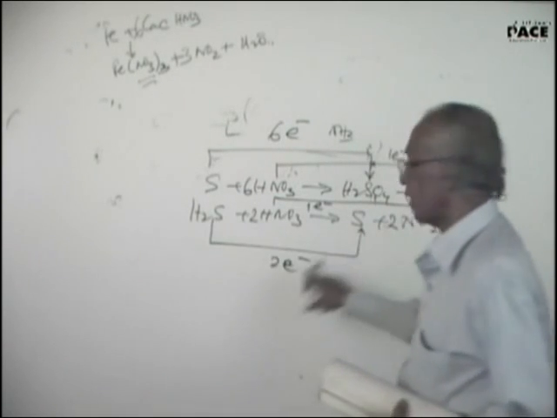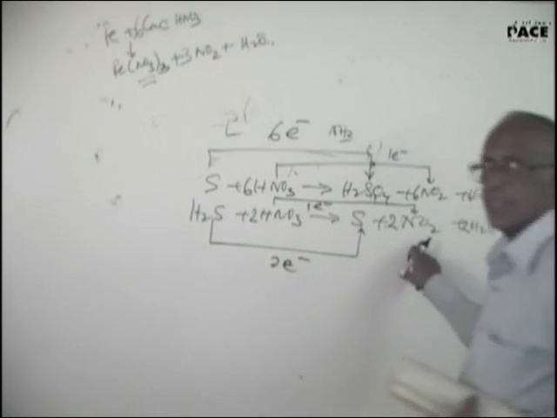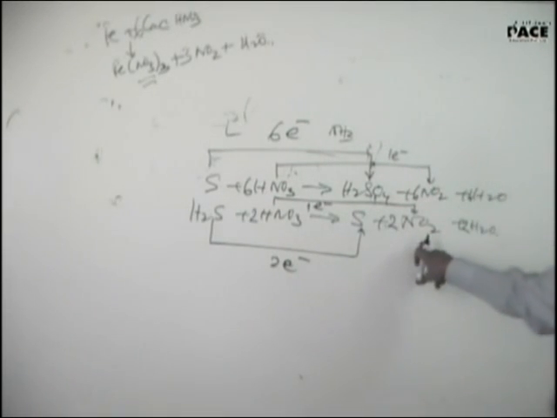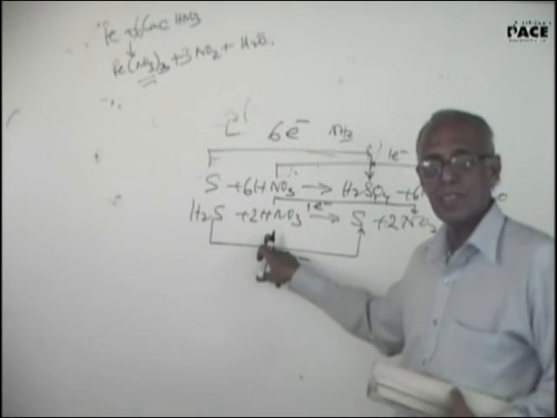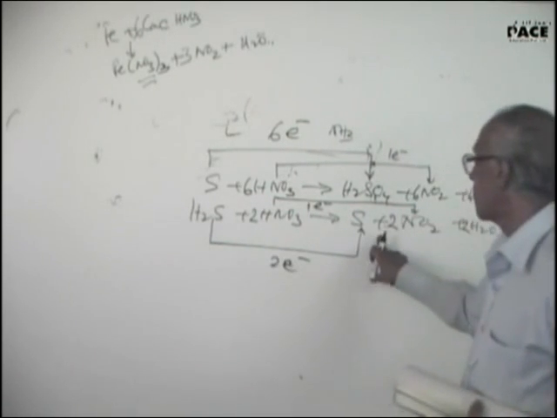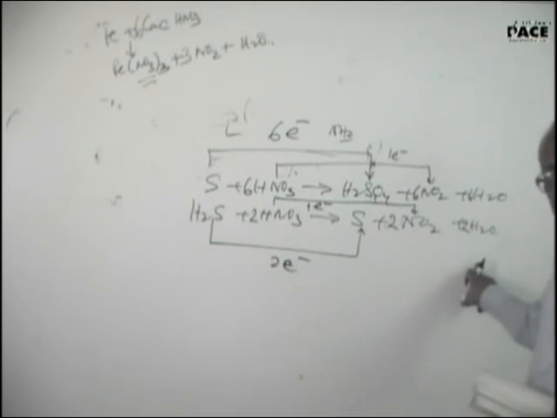H2S to sulfur is a 2 electron change. Nitrate to nitrogen dioxide is a 1 electron change. So per mole of H2S I need 2 moles of nitric acid to get sulfur plus 2 moles of nitrogen dioxide plus 2 moles of water.